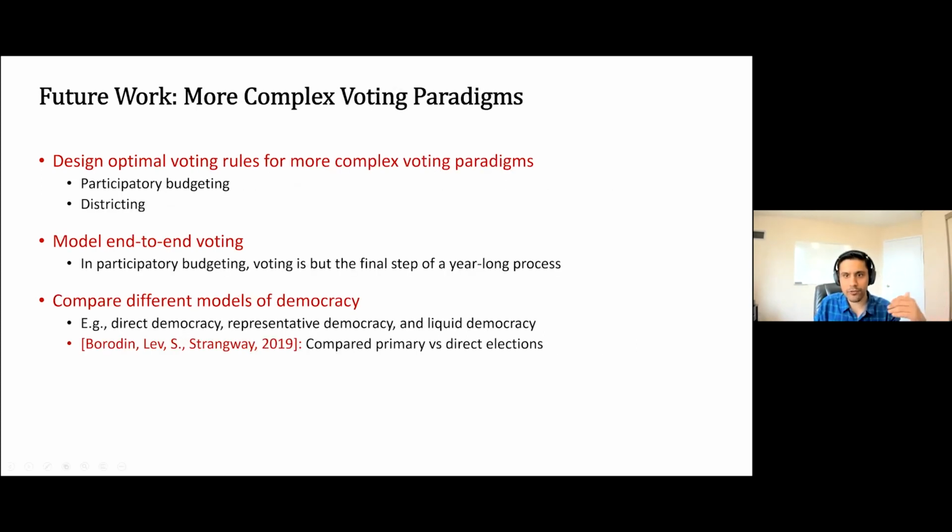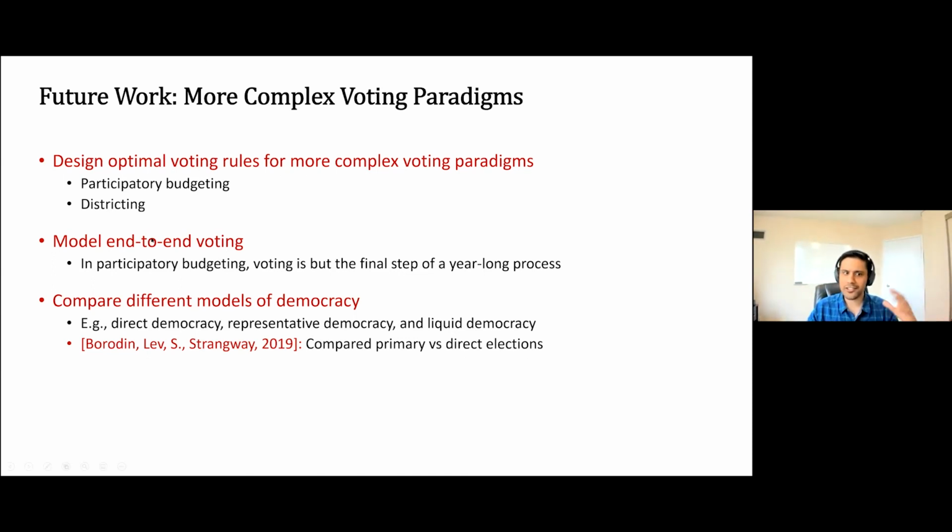Another direction is to extend this to complex voting paradigms such as participatory budgeting, where designing the optimal ballot is still an open question, or to come up with a districting, where you partition voters into several districts, and then each district holds a separate election, and you want to partition voters in a manner that minimizes the eventual distortion.